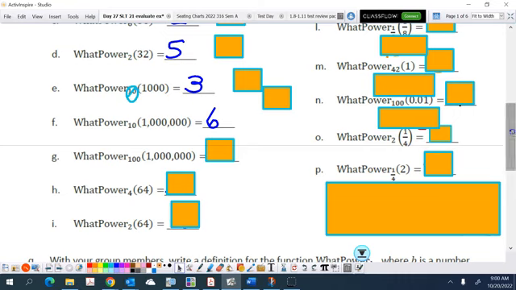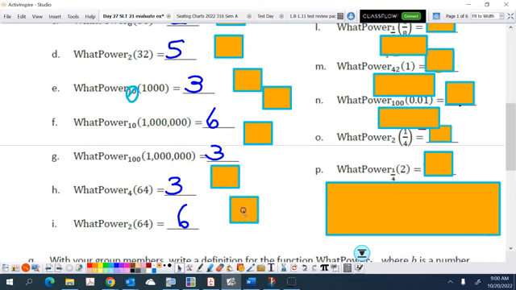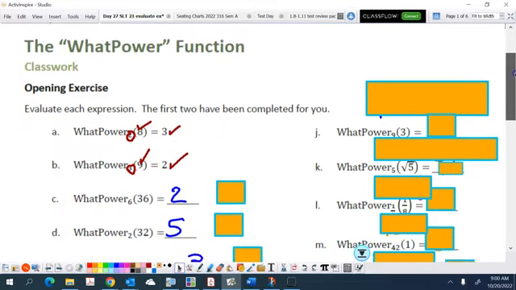For letter G, what power do I have to raise 100 to get a million? 100 raised to the 3rd power gets me the 6 zeros I need for the answer to letter G. So 100 raised to the 3rd power, 3 is the answer for G. H, 4 raised to the 3rd power equals 64. 2 raised to the 6th power is also 64.